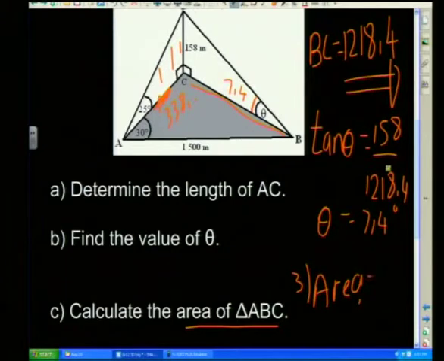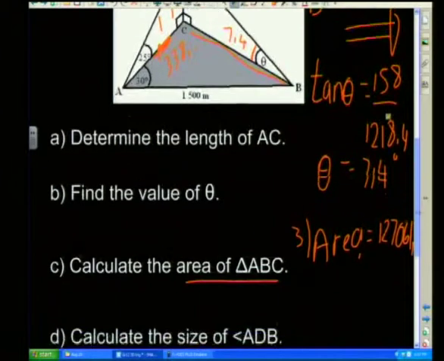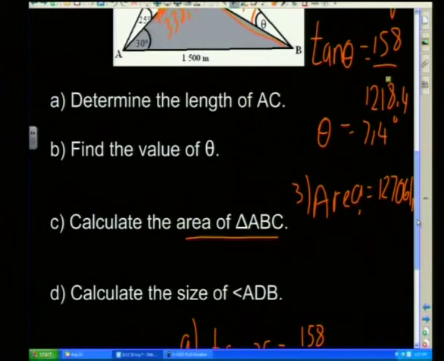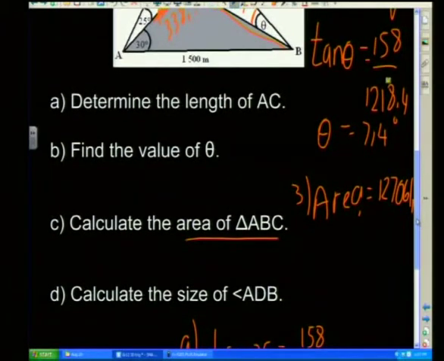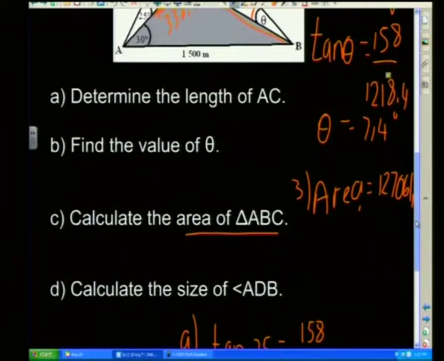You'll get an answer of 127,061 meters squared. Okay, that will be your area for triangle ABC, 127,061 meters squared. All right.